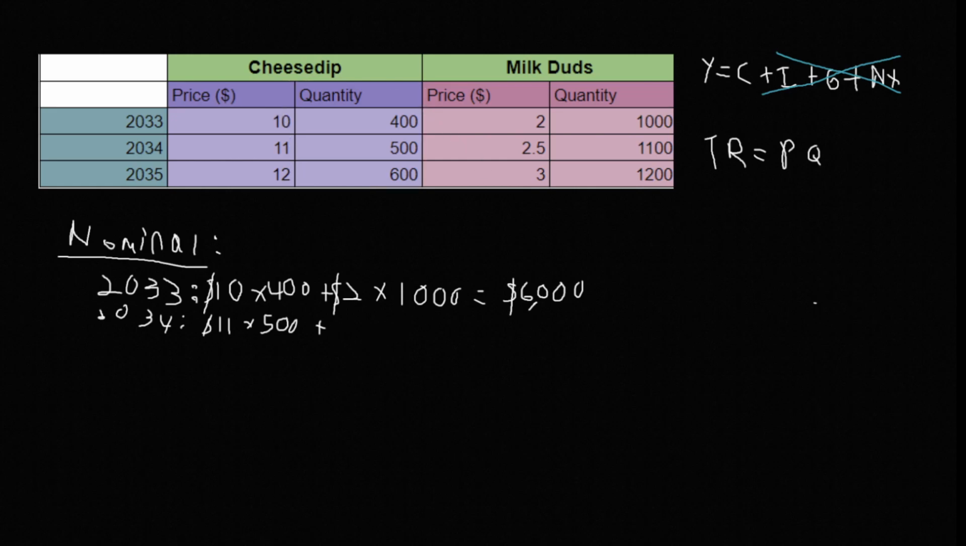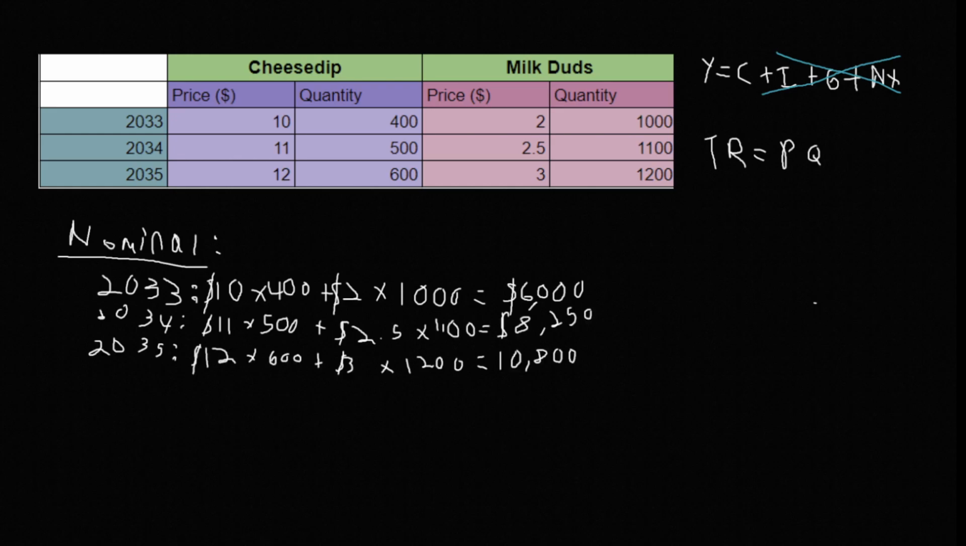I will finish out these and calculate the nominal GDP. So here are my nominal GDPs for those years. You can see how much GDP has increased. It's going up by a lot. But instead, we want to account for the prices increasing. So let's calculate our real GDP.